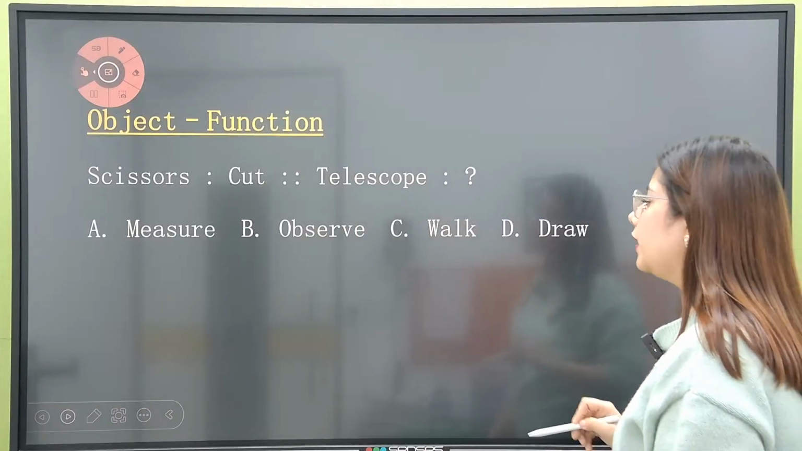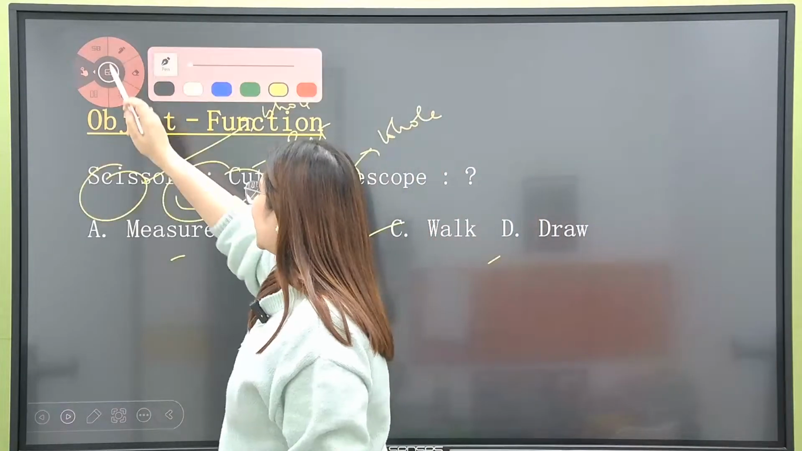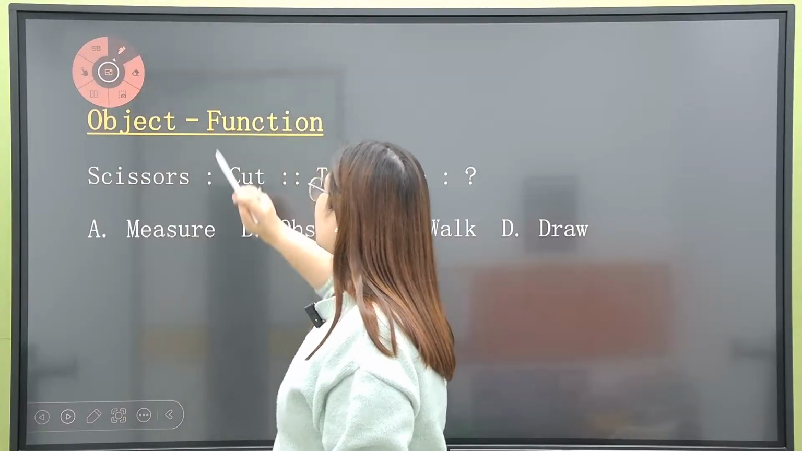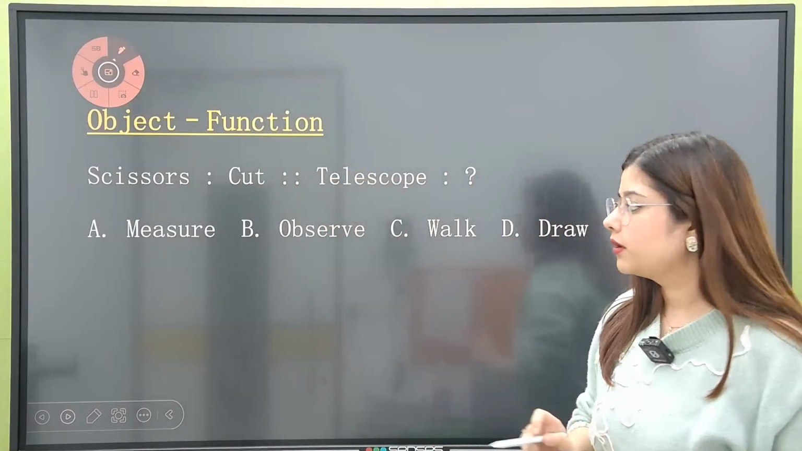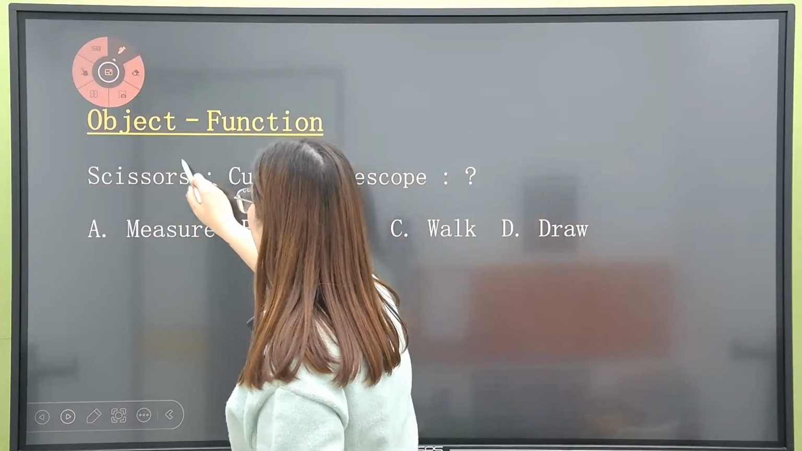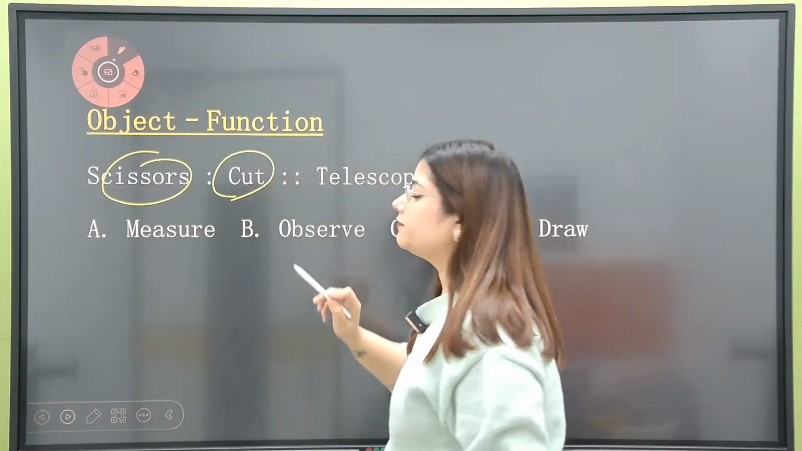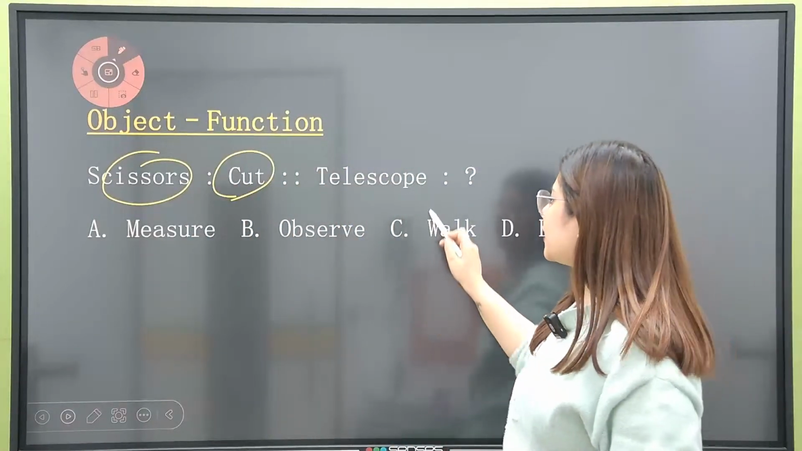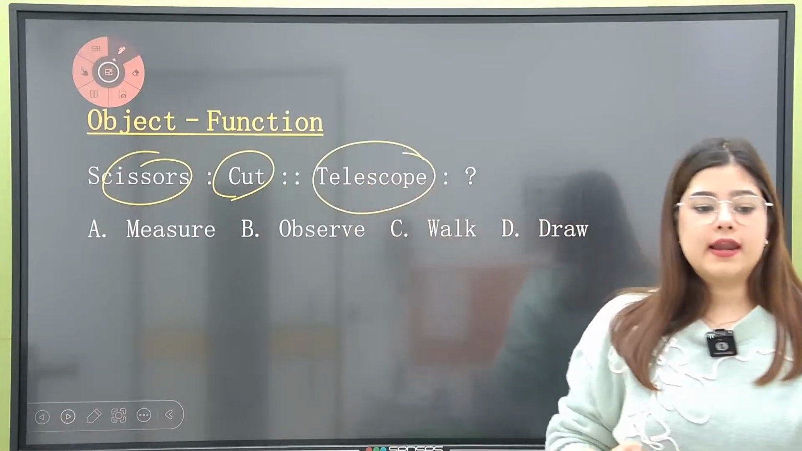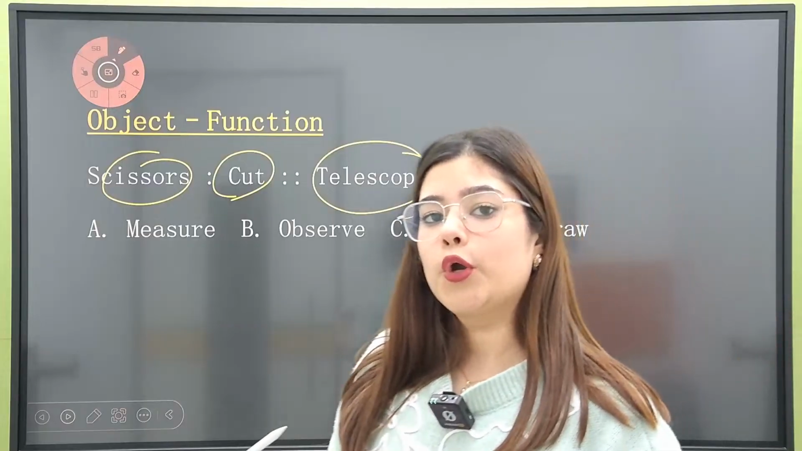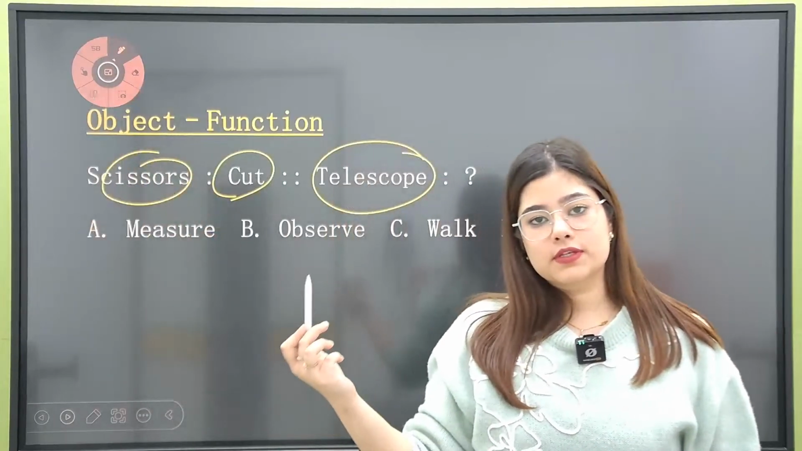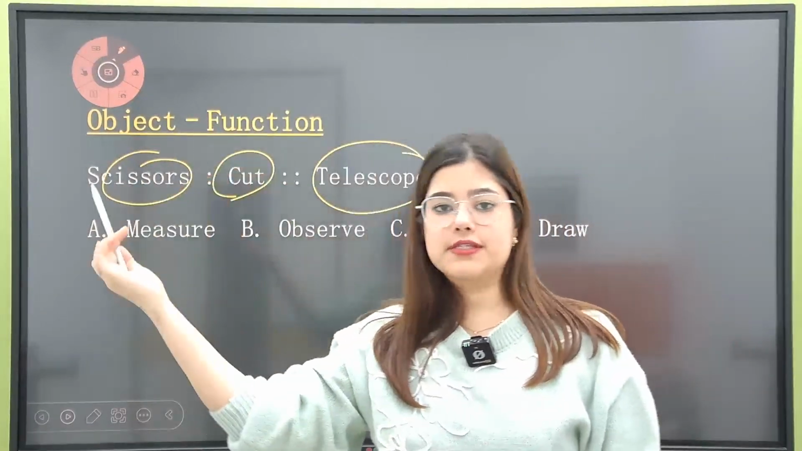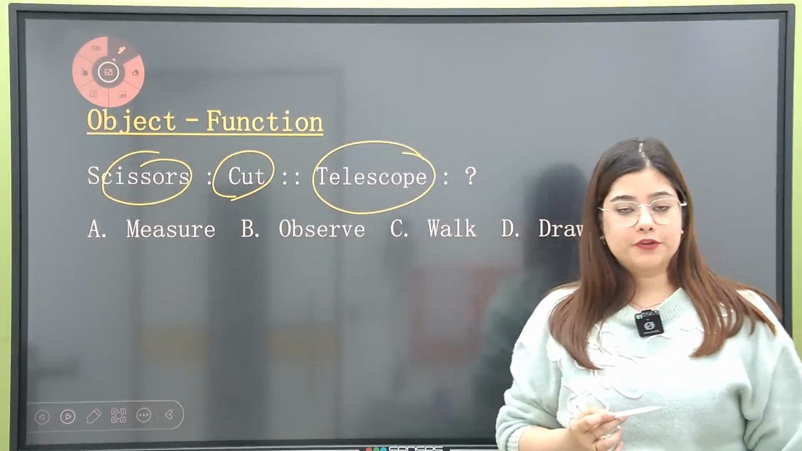The first part would represent any object and the second part of the pair would represent its function. So scissors is to cut. Object, the function is to cut, such as telescope is to. Now we use a telescope to observe stars or planets or whatever is there up in the sky, right?